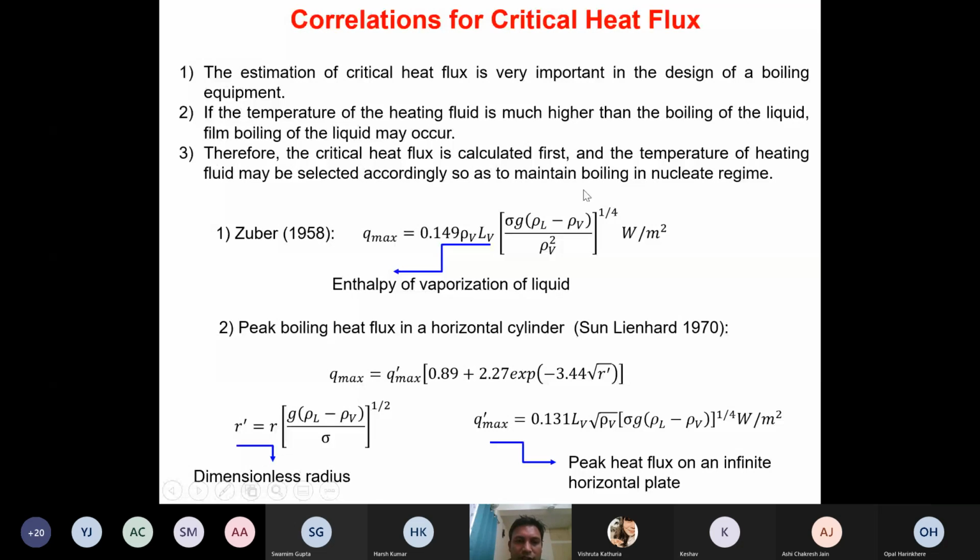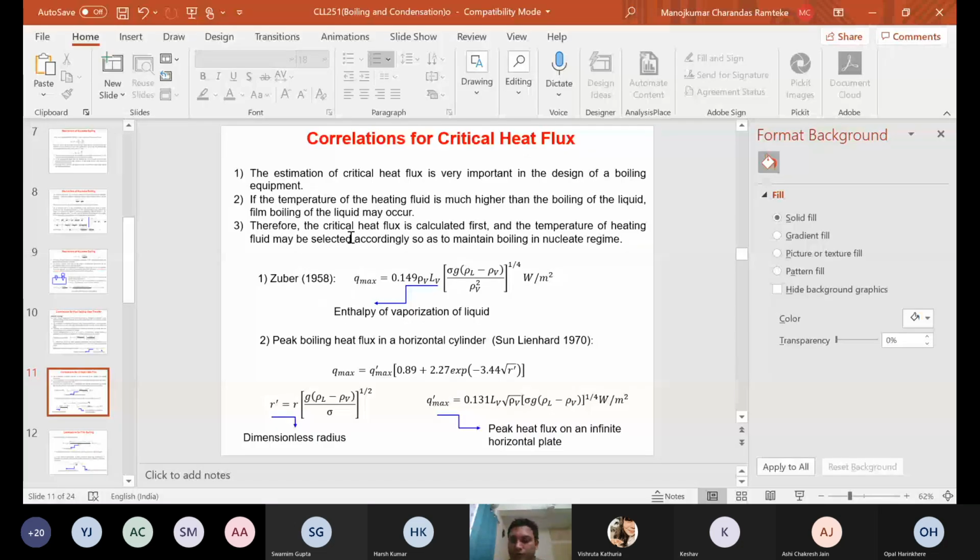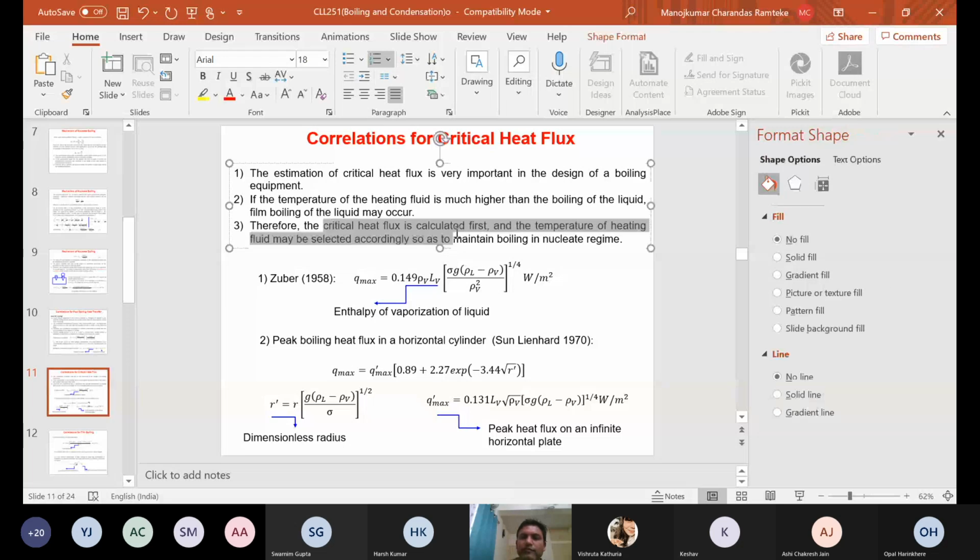Critical heat flux is calculated first so as to maintain the boiling in the nucleate regime. Okay. Is it clear to everyone? Yes, sir, it's clear.